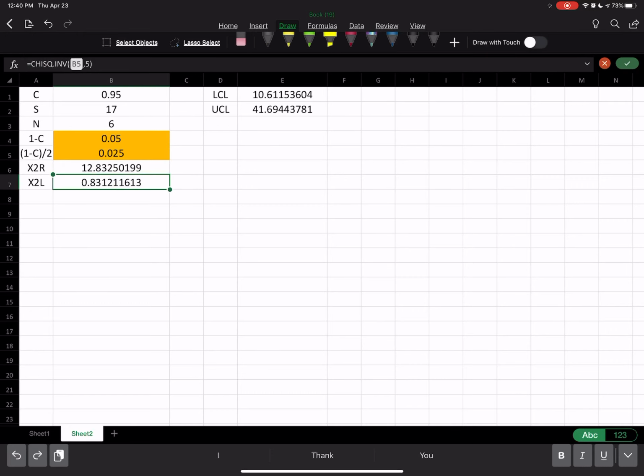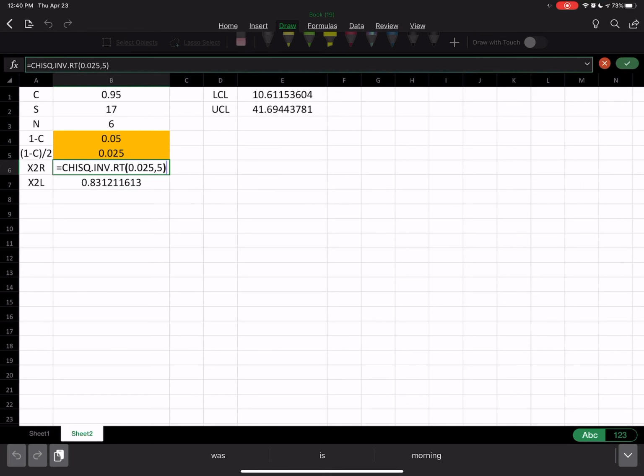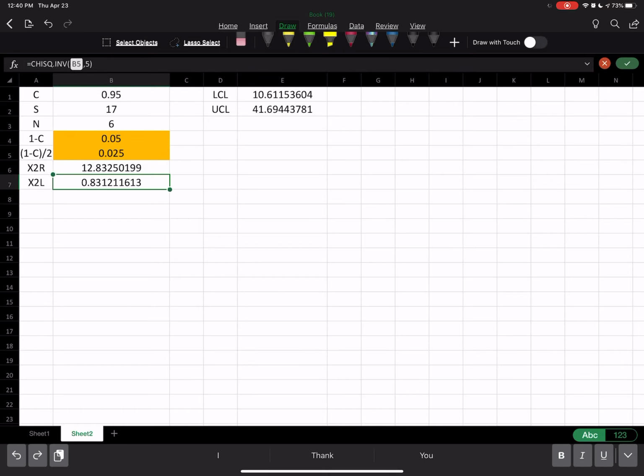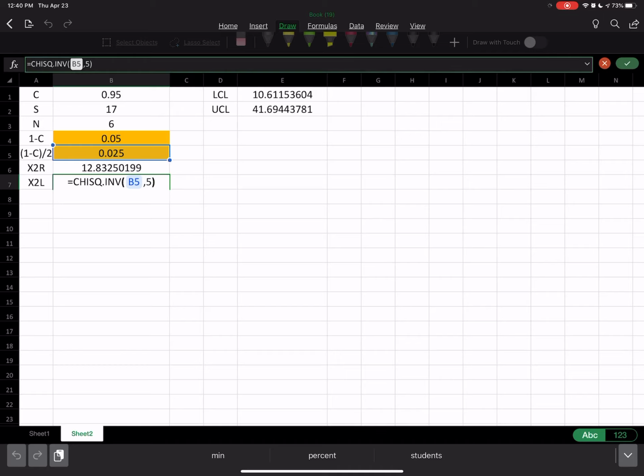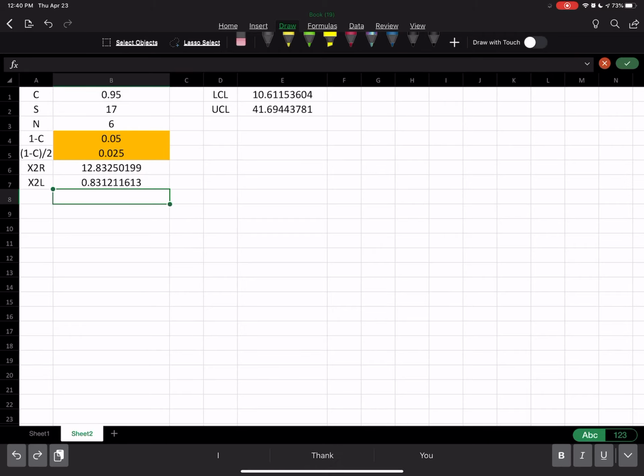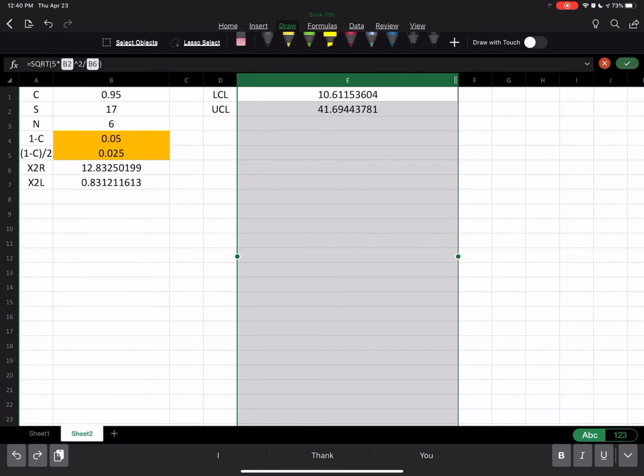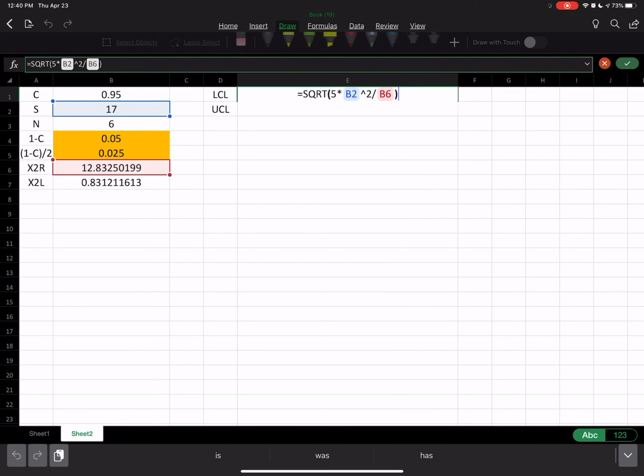There you go. So either you type B5 or you type the actual literal value, which is 0.025 in this case, you get the same answer. And for the chi-square left, you just do chi-square dot inverse, so you just don't type the RT, which is the right, and that by default gives you the left. And that's what you use in the formula. So if I show you the formula, you have square root of 5 times S squared, B2 squared, divided by, since it's the left-hand side, you divide by the larger value, which is chi-square right, which is in B6. So I just wanted to show you that.